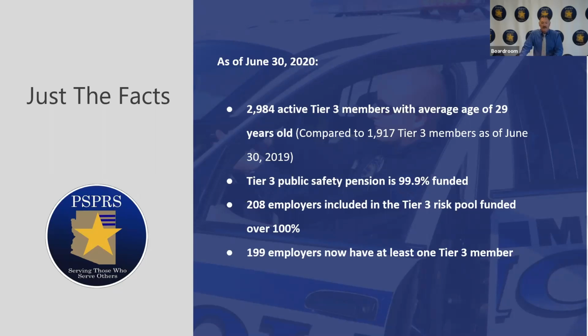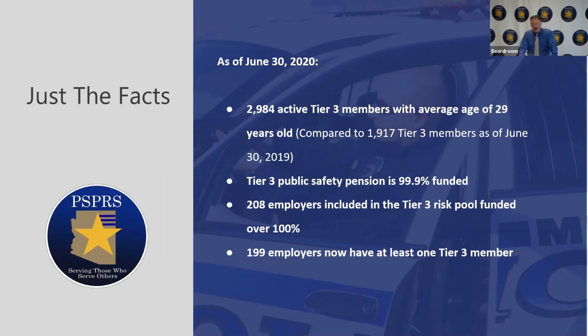We've seen an increase in Tier 3 public safety members in a year's period of time to the tune of about 1,000 additional members. So last year, June 30, we had about 1,900 members. And right now in Tier 3, we're close to 3,000. Tier 3 is about 99% funded, which is outstanding. Got a lot of contributions coming in, not much money going out, so that helps us out.